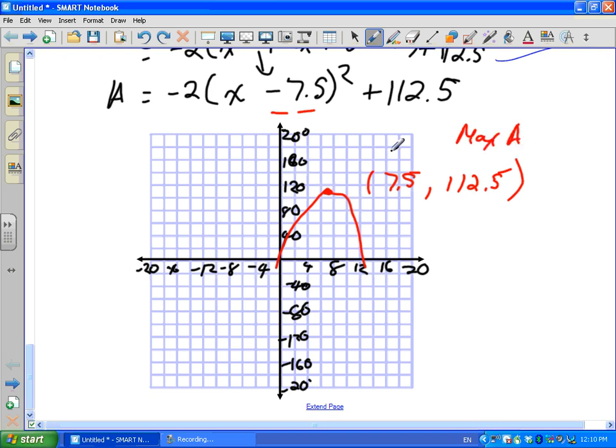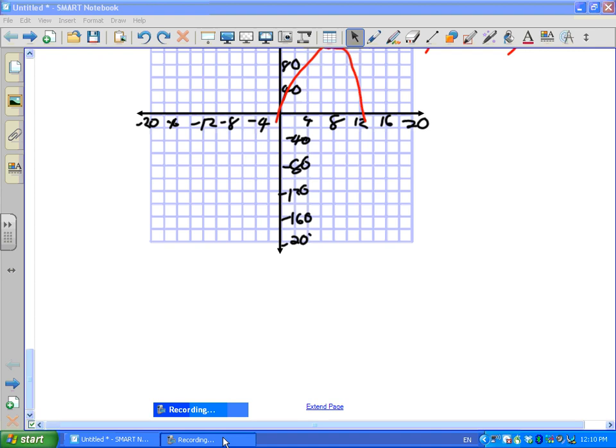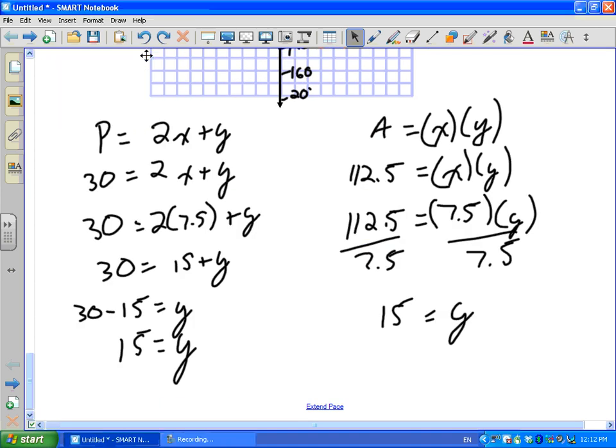This is my x value. I still have to discover my y value. So I take that 7.5 and I plug it back in to our other equations. Okay, so I did this two different ways. Either way will work. The first way I did the perimeter formula, substituted 30 in for p, 7.5 in for x, and I calculated for y. Y ended up being 15. The other one, doesn't matter which one you choose, works. Area. I plugged 7.5 in for x, solved for y. Y ended up being 15.